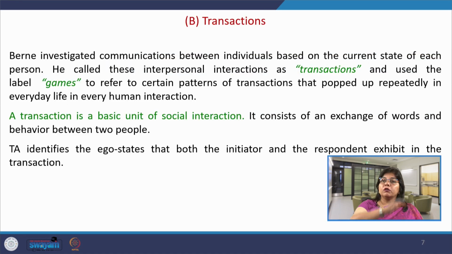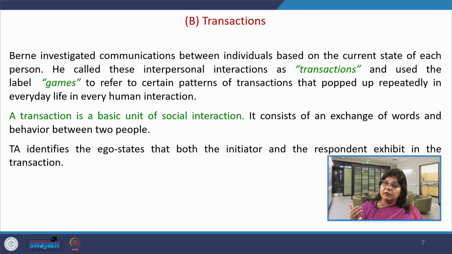Okay. The ego state was one component of transactional analysis. The other is transactions. Berne investigated communications between individuals based on the current state of each person. He called these interpersonal interactions transactions. So, any individual who is communicating with his co-worker is basically communicating based on the current state of his mind, what situation he is in, and he will maintain that communication accordingly. So, that interaction is termed as transaction, and he used the label games to refer to certain patterns of transactions that popped up repeatedly in everyday life in every human interaction.